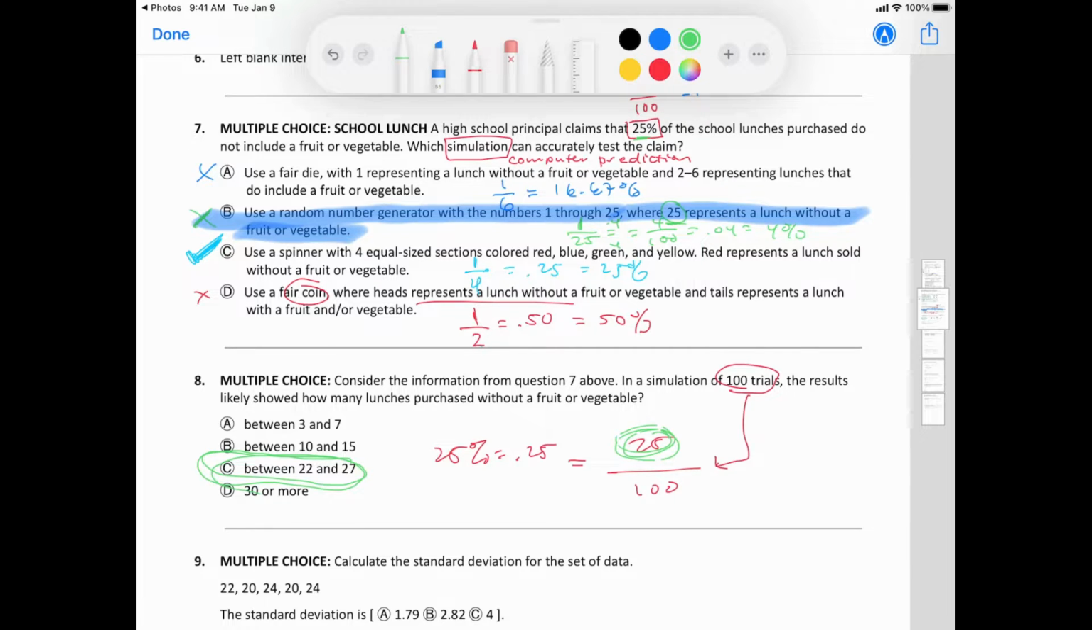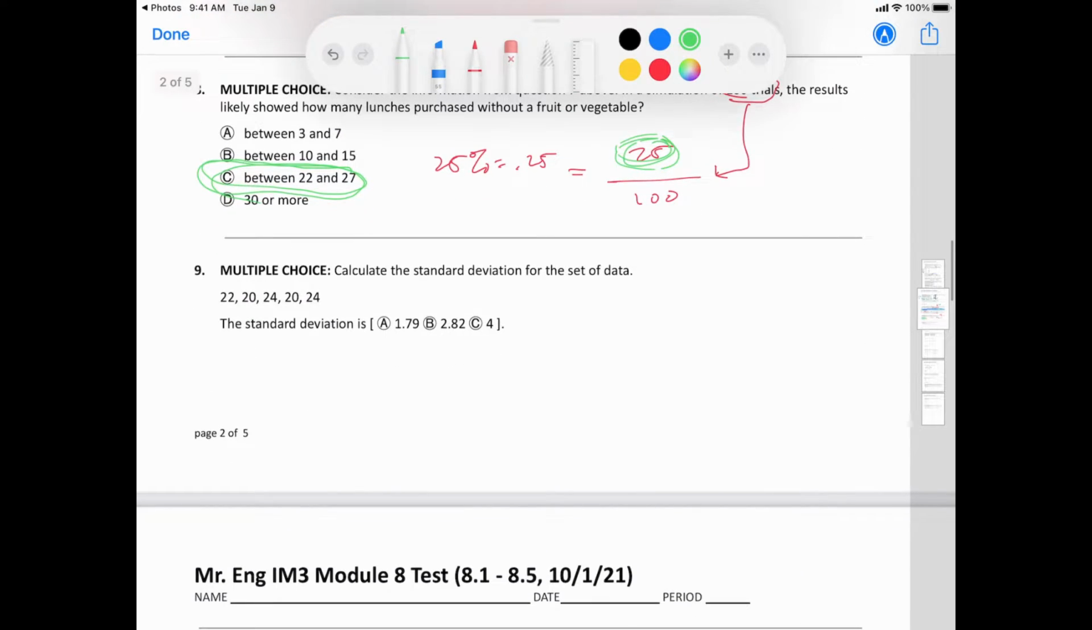Question number 9. Calculate the standard deviation for the set of data 22, 20, 24, 20, and 24. Let me tell you my calculator commands. You could also do this by hand. I'm going to go stat, edit, list 1, stat, calc, and then number 1, and then 1 var stats. Okay? So let's go ahead and do that.